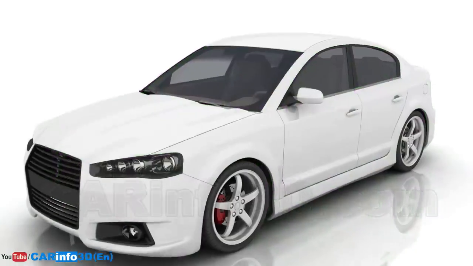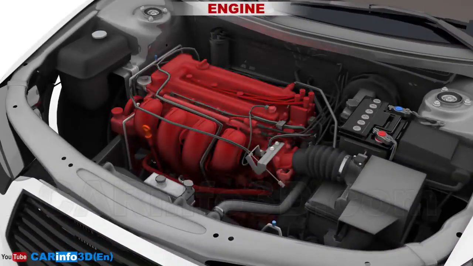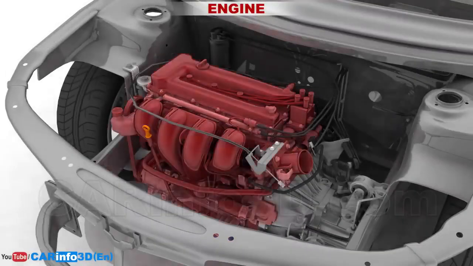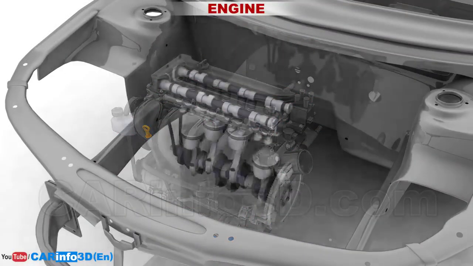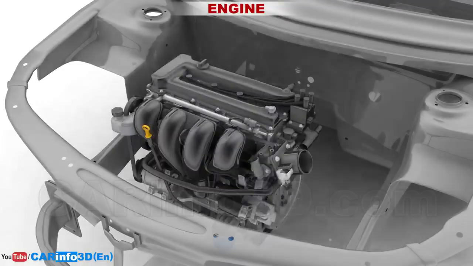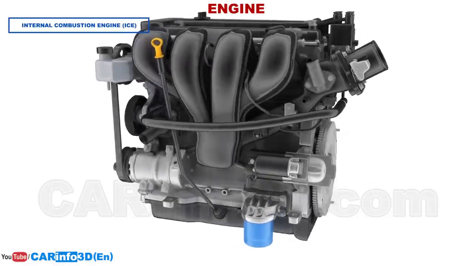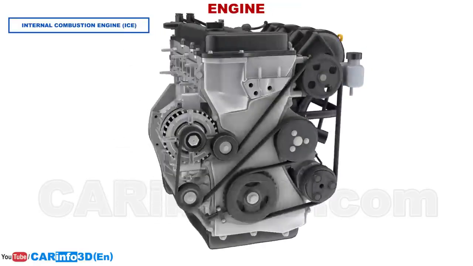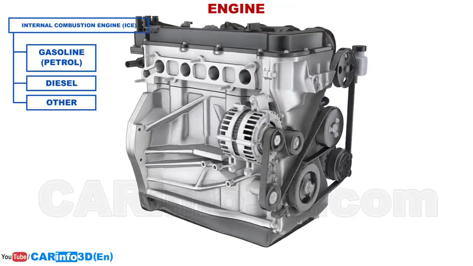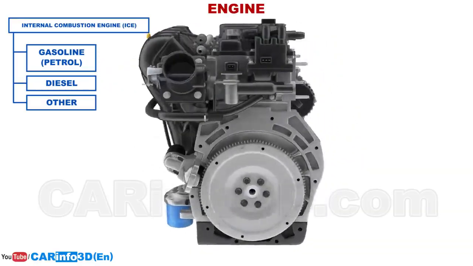The next vehicle system is the engine. The engine is usually located in the front of the vehicle. The engine converts one form of energy into mechanical energy, which is then used to propel the car. The internal combustion engine, ICE, is the most commonly used engine type in automobiles. Such engines rely on the combustion energy of gasoline, diesel fuel, or, in rare cases, another kind of fuel.